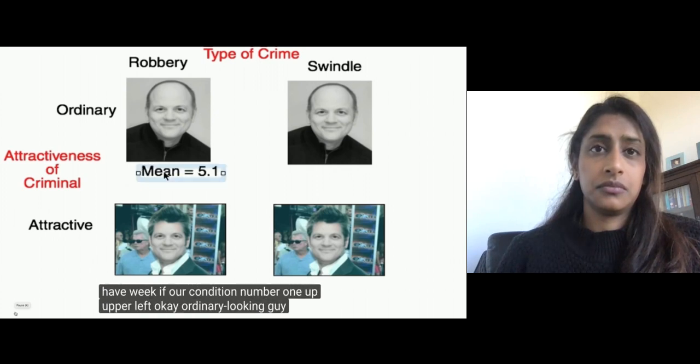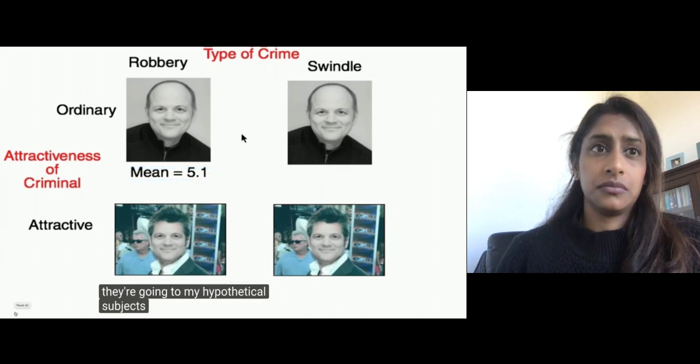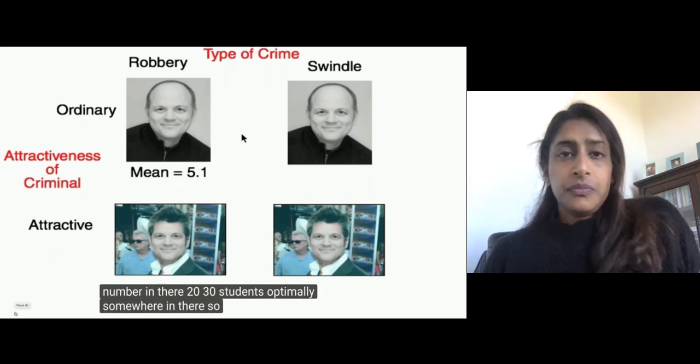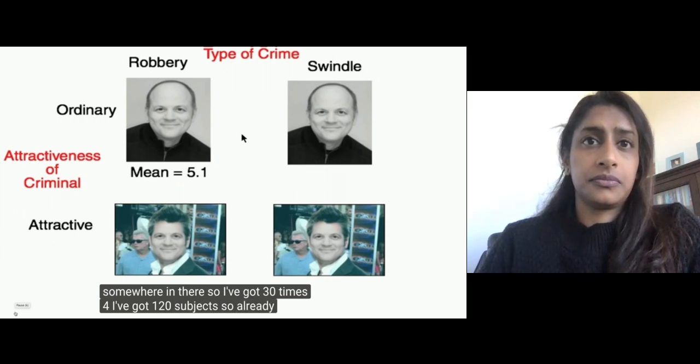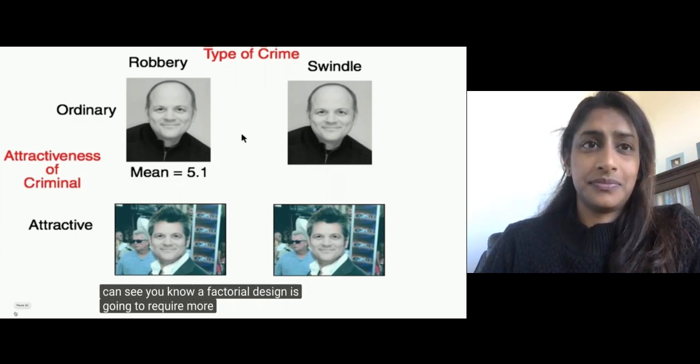Here we have it for condition number 1, upper left. Okay, ordinary looking guy commits a robbery. I'm going to say that my hypothetical subjects are going to give this person 5.1 months in jail on average. Okay, and hopefully I've got a good number in there, 20, 30 students, optimally, somewhere in there. So I've got 30 times 4, I've got 120 subjects. So already you can see a factorial design is going to require more subjects to do.